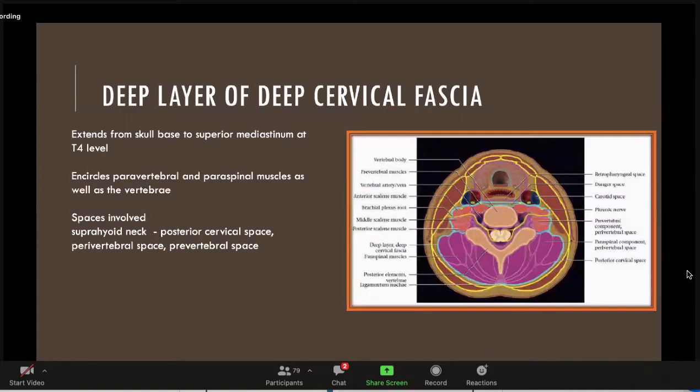And as for the deep layer of the deep cervical fascia, it extends from the skull base to the superior mediastinum at T4 level. The deep layer starts similarly to the superficial layer of the deep cervical fascia from the nuchal ligament at the posterior aspect. It will extend and surround the paravertebral muscles, defining the perivertebral space, and as it extends anteriorly, it will split into the alar fascia and the prevertebral fascia, as annotated in blue.